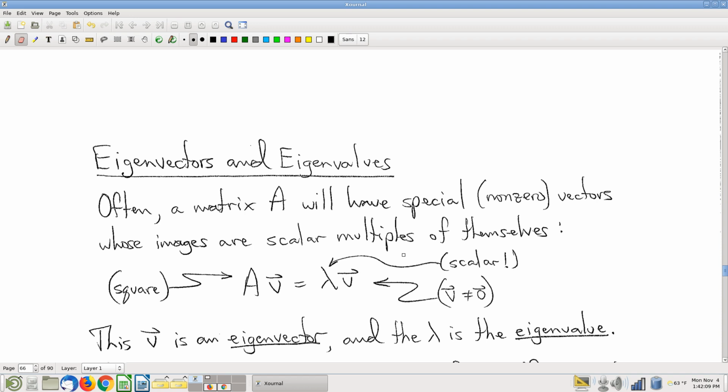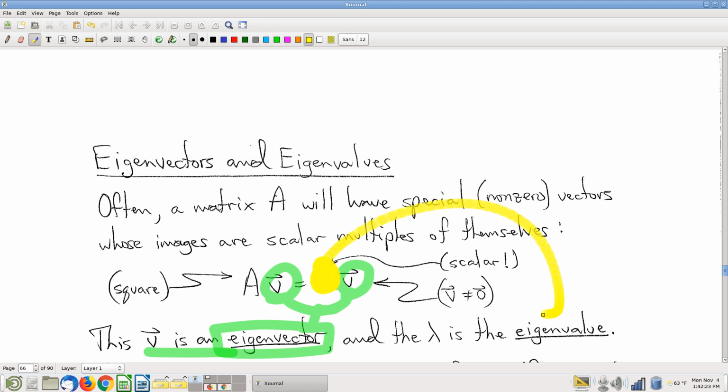Okay, so lingo. This vector is called an eigenvector, and the value here is called the eigenvalue. That's just terminology.